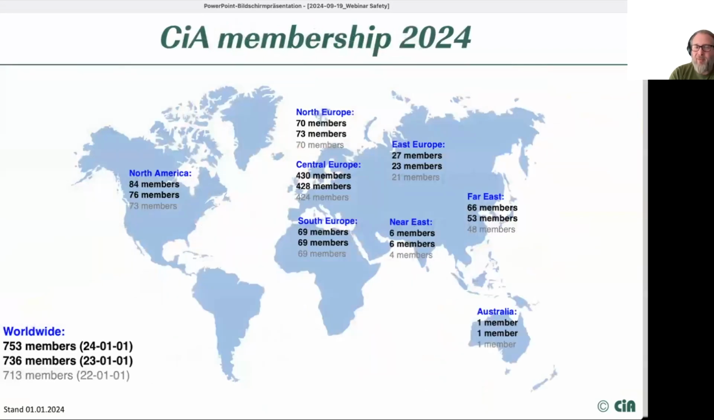CAN in Automation, as a non-profit organization, has members worldwide. We have more than 750 members worldwide this year. And you see, even though the majority of the members are from Central Europe, we are represented worldwide, with areas like North America, the Far East, and we even have a member in Australia.